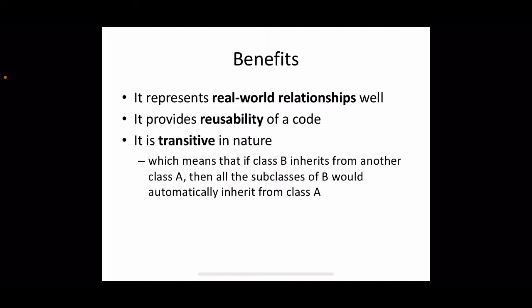Once it is defined in the parent class, there can be 100 subclasses, and all of them can directly use it without redefining it. That is reusability. The third one is transitivity. If class B inherits from class A, then all the subclasses of B would automatically inherit from class A. In a real world scenario, if your father inherits some property from your grandfather, you and all of your siblings may inherit those properties from your parent, right? That is called transitivity.